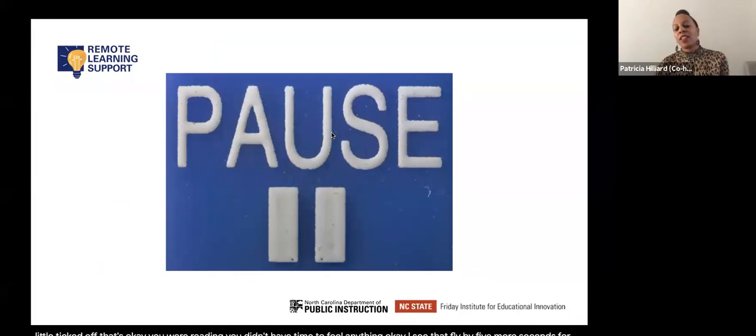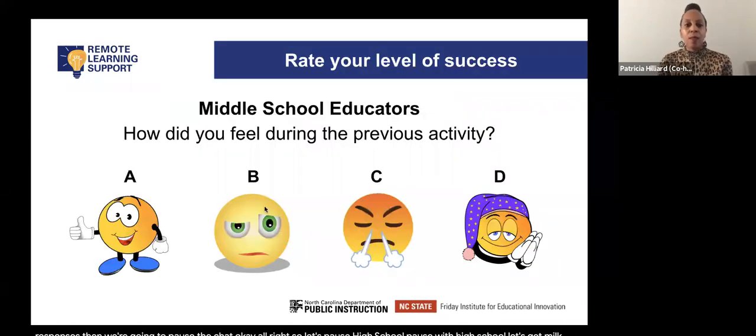Okay, all right, so let's pause high school. Let's give middle and elementary a time to chime in. You had the same exact task. Middle and elementary, rate your feeling during the previous activity. I feel like we're stuck on A. We're stuck on good. A little bit of C, a little bit of B, more A's. Not enough time. Okay, maybe some extended time. You checked out because maybe it was too easy.